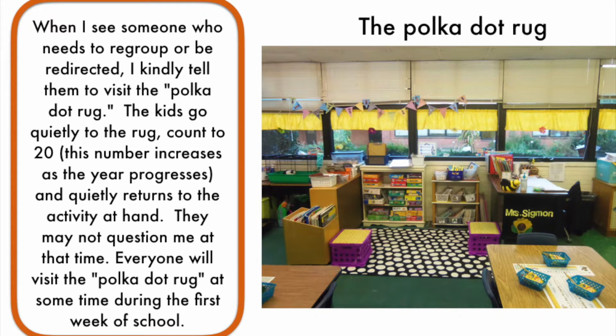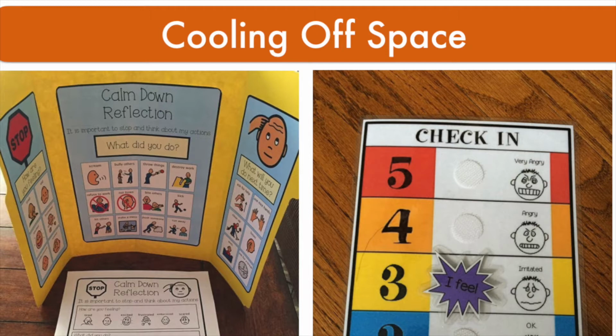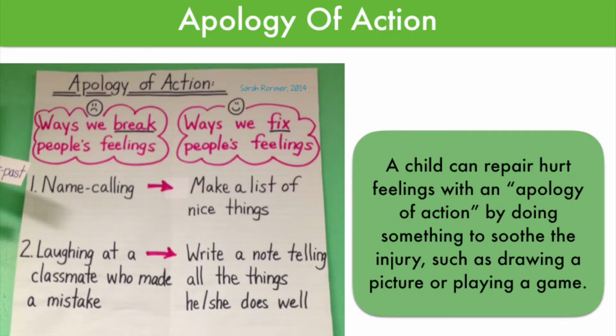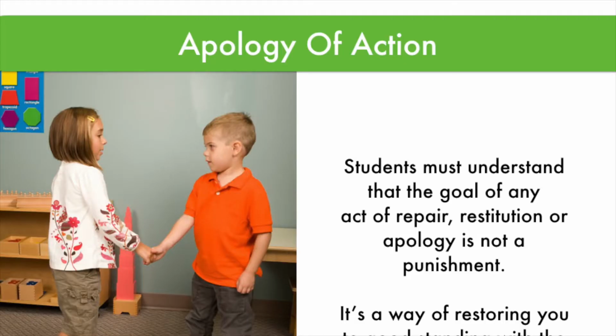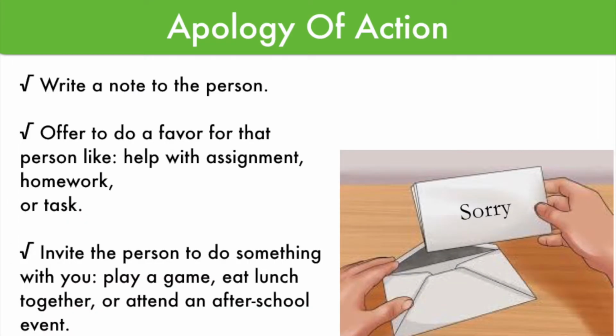Some teachers use a special area of the classroom for students to take a break. The polka dot rug is an example. You can also include a way of students thinking about how they feel in the cooling off space of the classroom. Next is apology of action. A child can repair hurt feelings with an apology, which includes an action that the child can take to fix the person's feelings. Students can also include a game or an activity they can do to restore the relationship with the person they hurt.